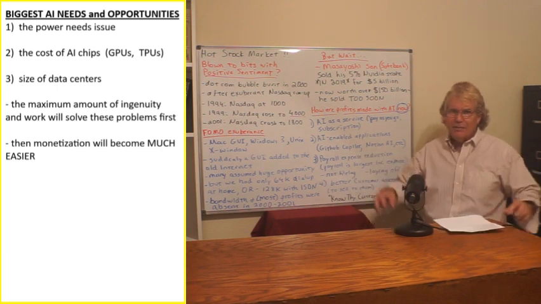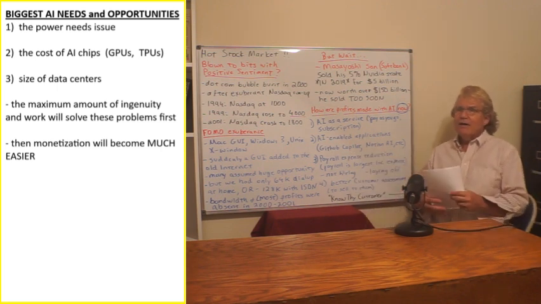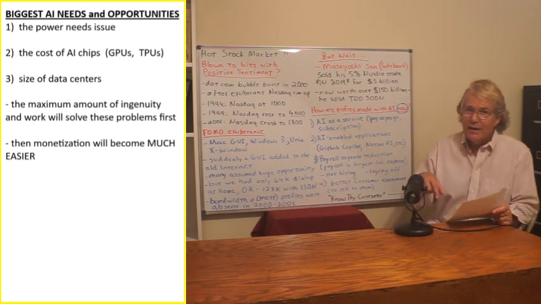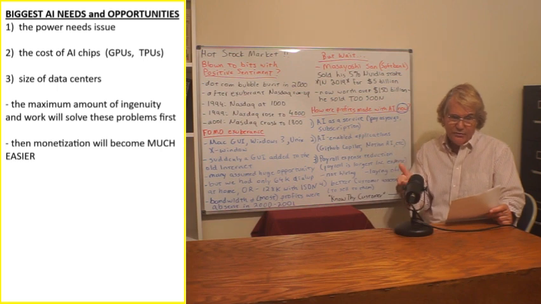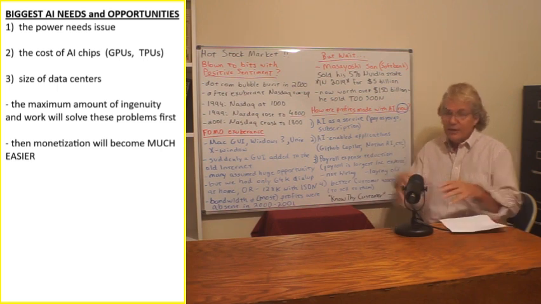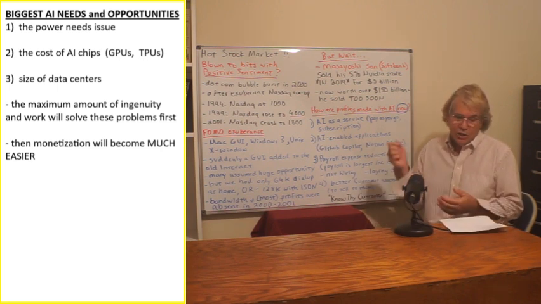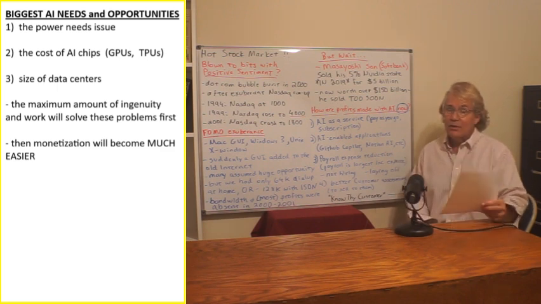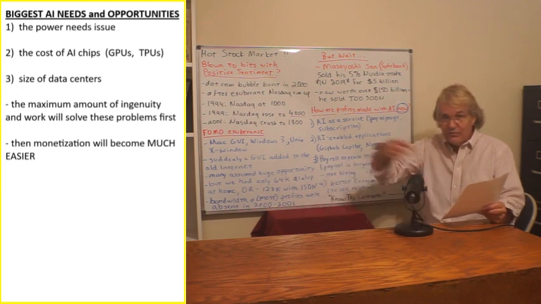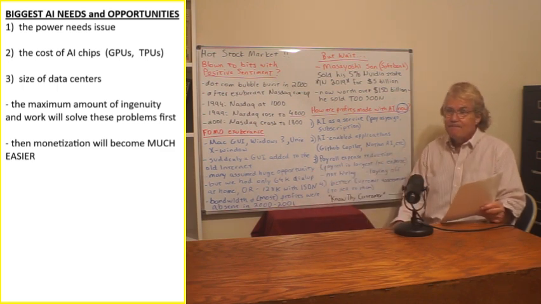Big, clunky, needs a lot of power. Those problems are going to be solved. The smartest people right now in artificial intelligence are solving those problems. Power, cost of chips, size of data centers, shrinking everything, shrinking the cost of the chips, shrinking the data centers, reducing the power needs. The smart people in the world right now are figuring out how to solve those problems, and then they're going to make fortunes selling the solutions to those.